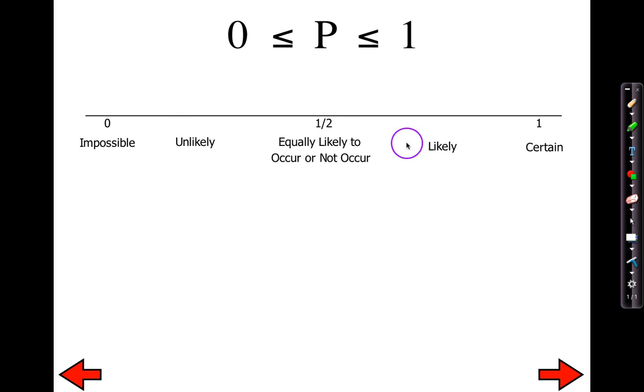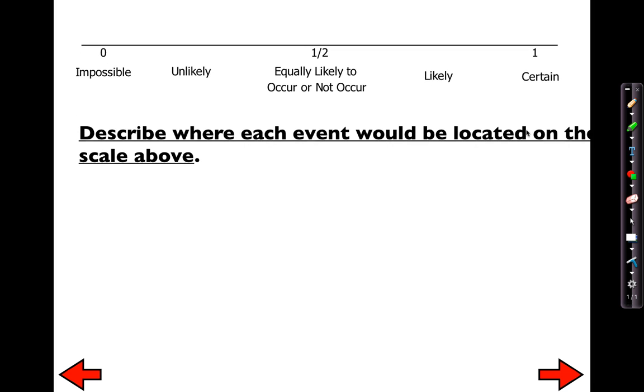So here we have a scale. We have impossible, unlikely, equally likely to occur or not occur, likely, and certain. Using this scale, I'm going to ask you a couple questions. Okay, you're going to try to figure out where does it belong on this scale. And I apologize, the word "the" got cut off here.